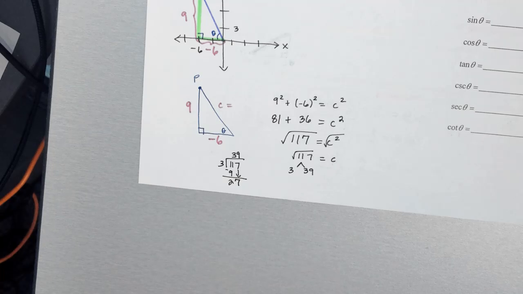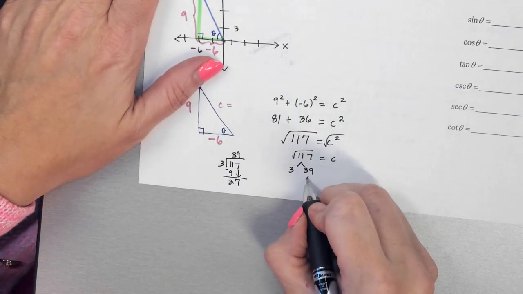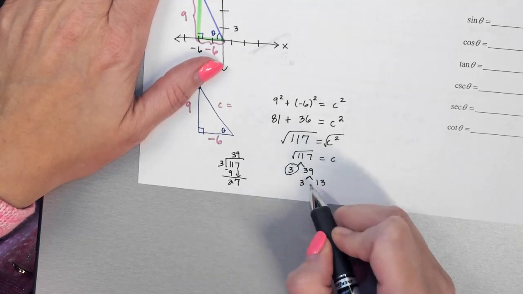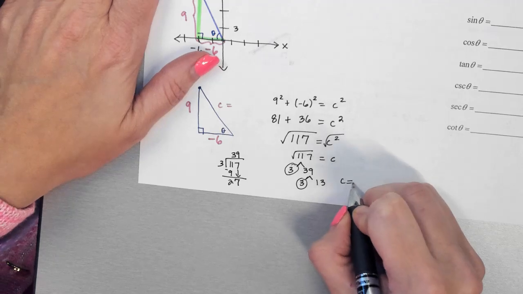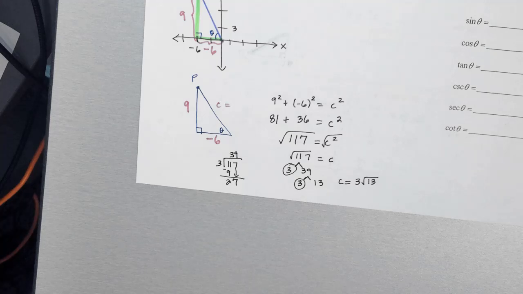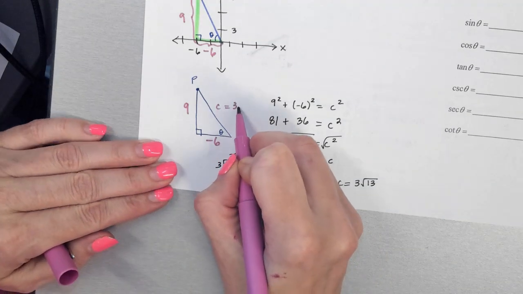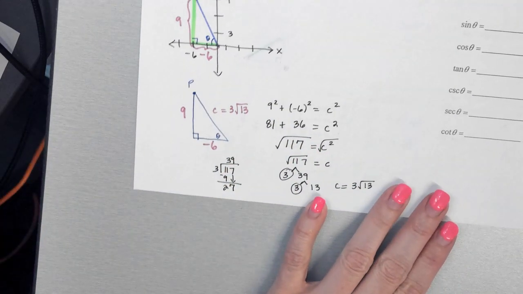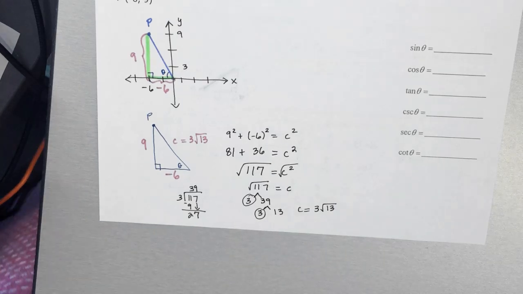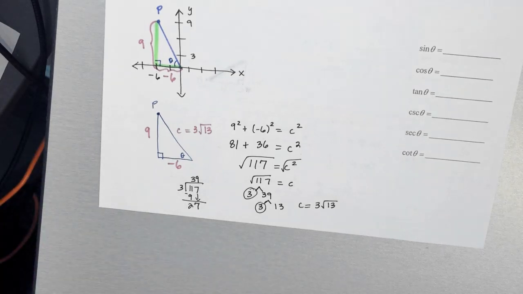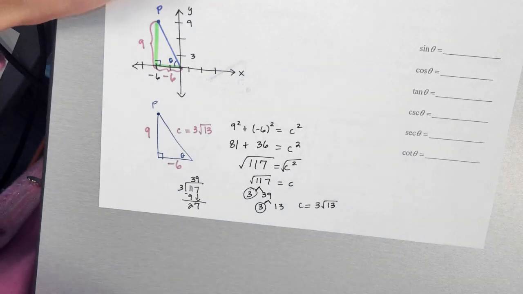Okay, what's the factor that goes into 39? 3 times 13. So remember, in a square root, if there's 2 of them, it goes on the outside. Root 13 is left on the inside. So C is equal to 3 root 13. Okay, once you have that, now you are ready to do your trig functions, but you do have to include the negative, so just don't forget that part. That's the part that's new from what we've done before.